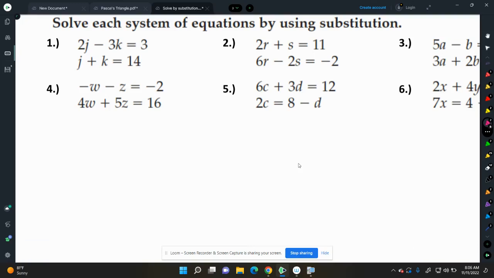Solving number 1, and we're using the substitution method. Okay? You have to know both methods for your test. So this is the substitution method only.